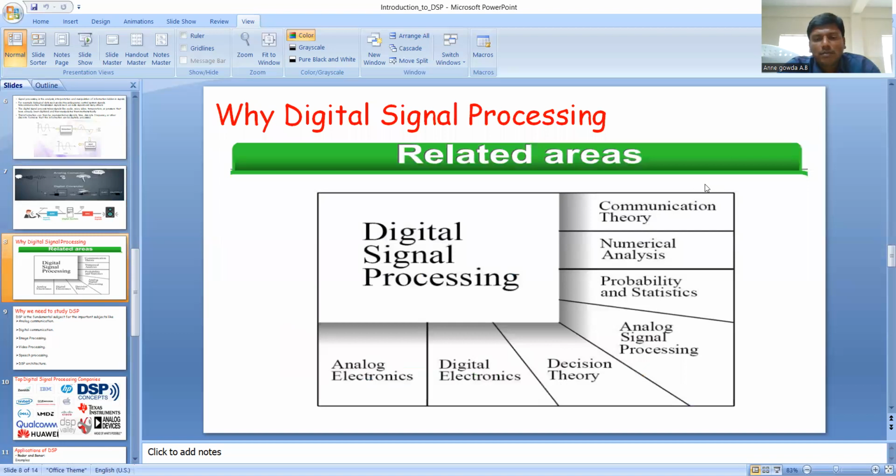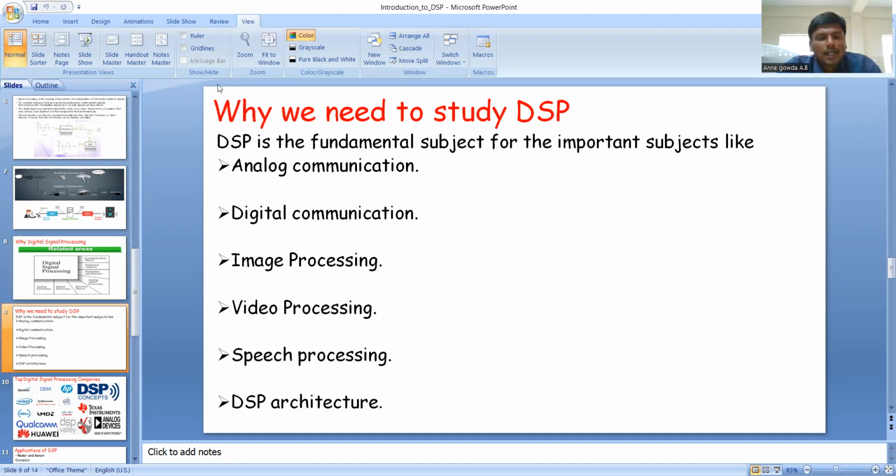So next, why should we study digital signal processing? Because digital signal processing is the fundamental subject for many subjects, which are listed here, starting from communication theory, analog communication, digital communication, image processing, speech processing, analog signal processing, modern digital signal processing, numerical analysis, probability and statistics, digital electronics, analog electronics. So if you want to understand communication theory subjects or other subjects, we should have thorough knowledge of digital signal processing. As I discussed, this DSP is fundamental for many of the subjects, starting from analog communication, digital communication, image processing, video processing, speech processing, and DSP architecture.